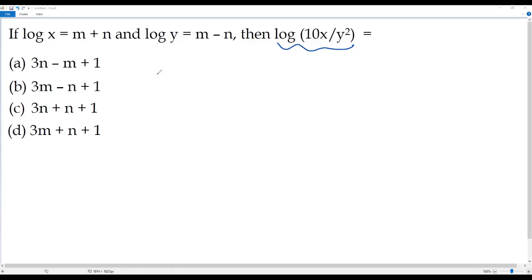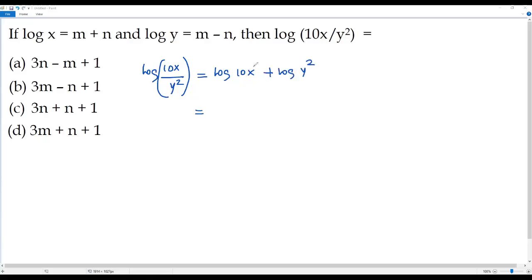First let me take the given logarithm, that is log 10x over y square. Here, in the argument of the given logarithm, two quantities are in division. Whenever two quantities are in division in the argument of a logarithm, I have to take the logarithm for the numerator and denominator separately and subtract them. This is the quotient rule of logarithm. Then I'll be getting log 10x - log y square.